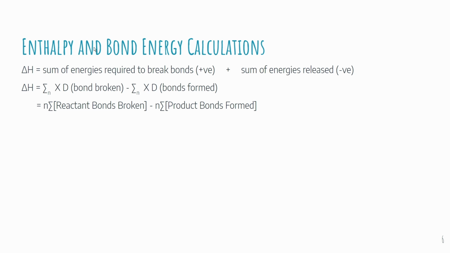And then there is enthalpy and bond energy calculations. And so to find the enthalpy value, which is delta H, in case you don't remember, is the sum of energies required to break bonds, which is positive, plus the sum of energies released. And so that's what this symbol here is, the sum. And so we move on to the next, where it's the sum of the moles times the enthalpy of the bonds broken, minus the sum of the moles times the bonds formed in the products. So the formula is the moles times the reactant bonds broken, minus the moles times the product bonds formed.